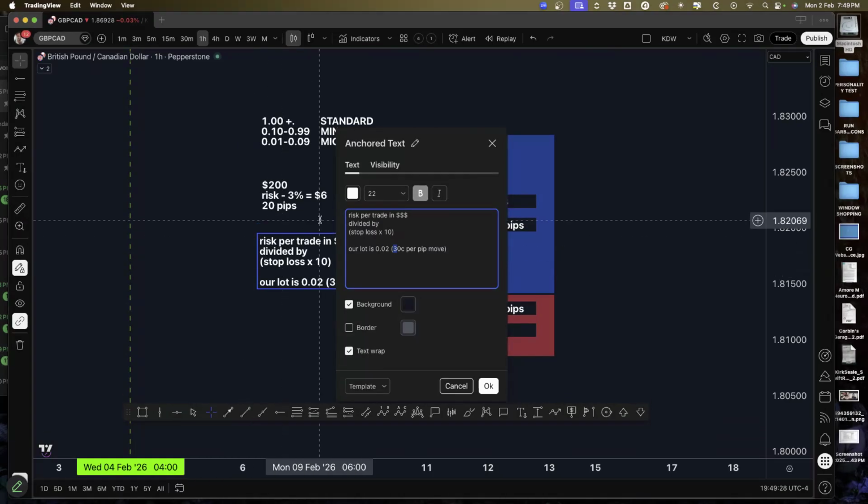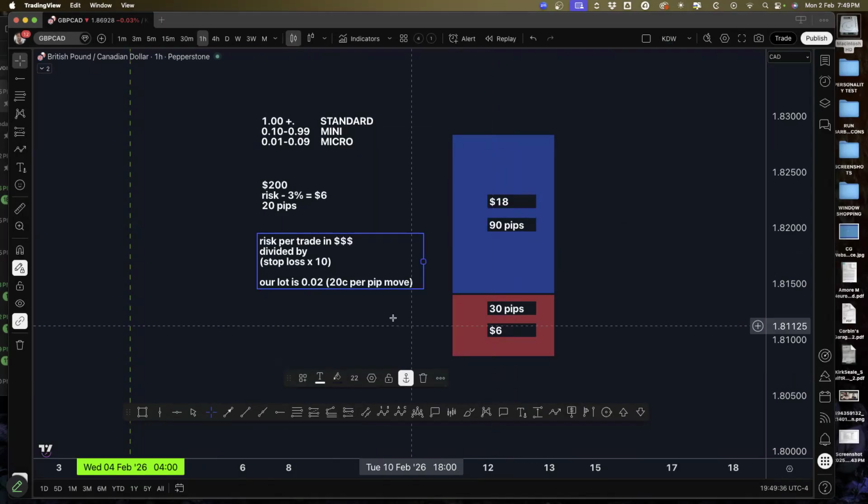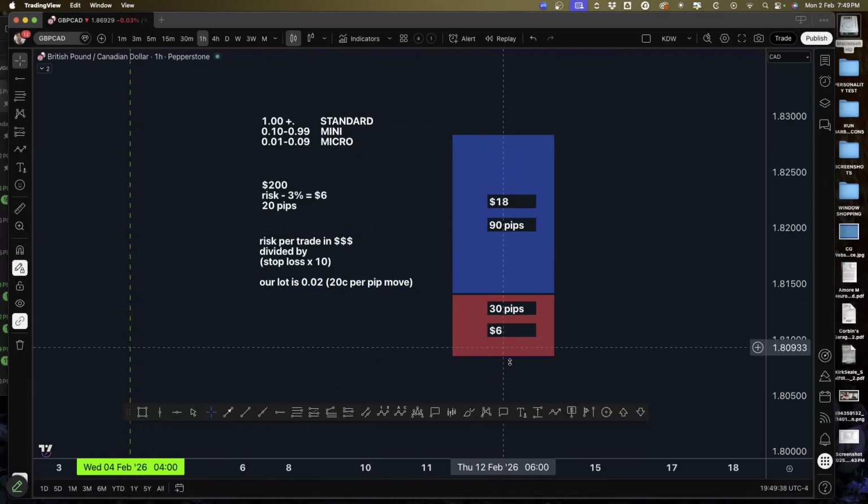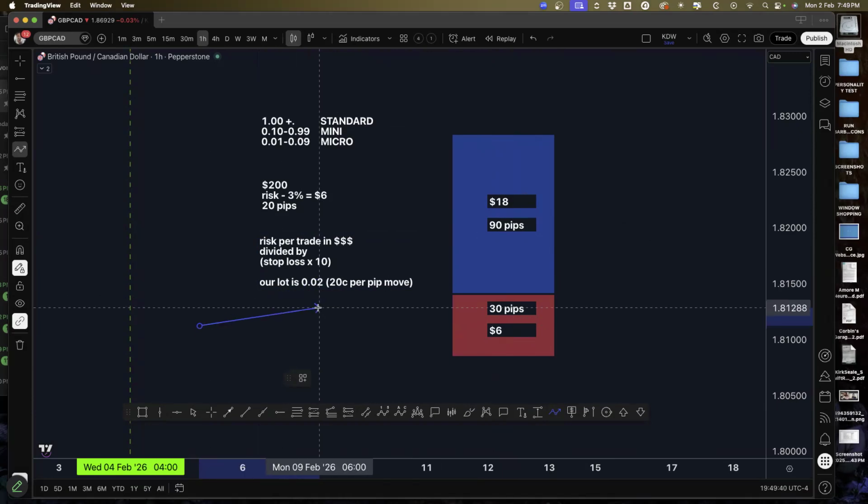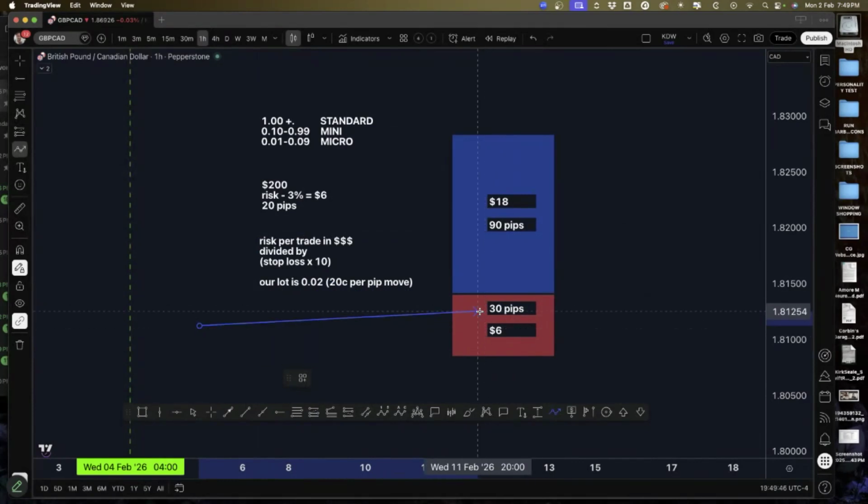When we had 0.03, it was 30 cents per pip. So 0.02 is going to be 20 cents per pip. And if we multiply 20 cents by 30, we would still get $6. So yes, we could take this trade. You'll still take this trade.